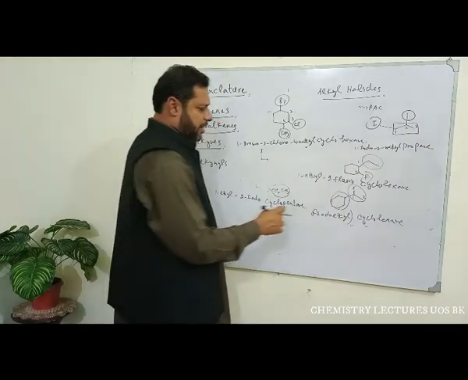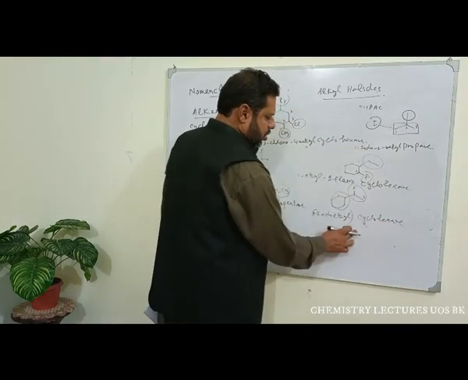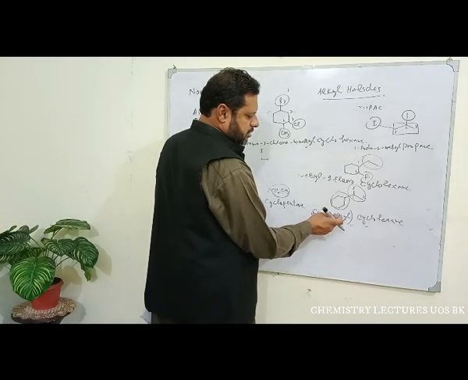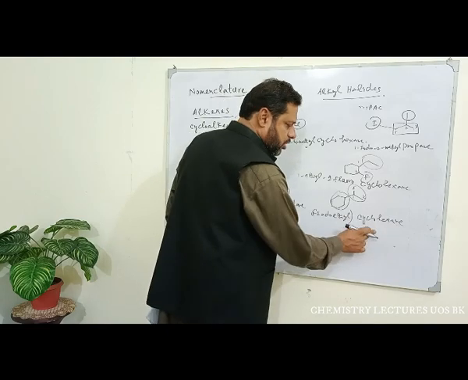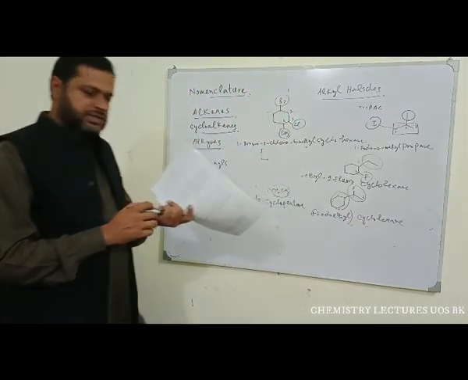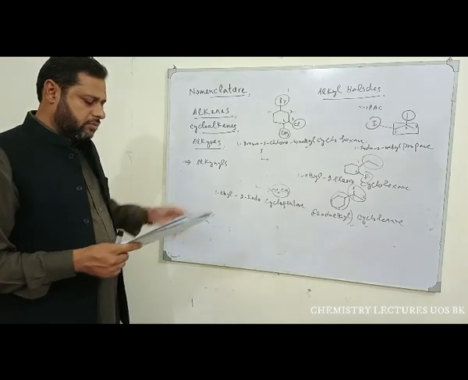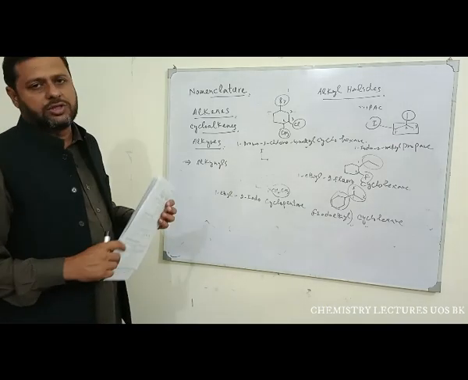It means that this cyclohexane is a ring on which iodoethane is present, and in iodoethane, the iodine is present on the first carbon of this ethane, not cyclohexane. So it will be the end of this second lecture. Inshallah, next time we'll discuss the nomenclature of ethers.